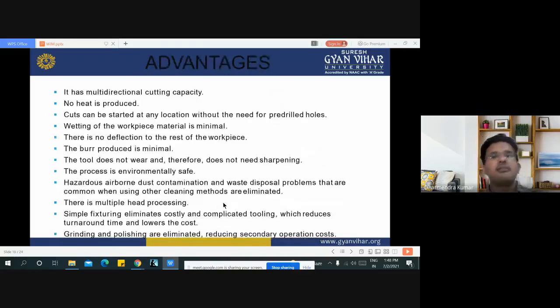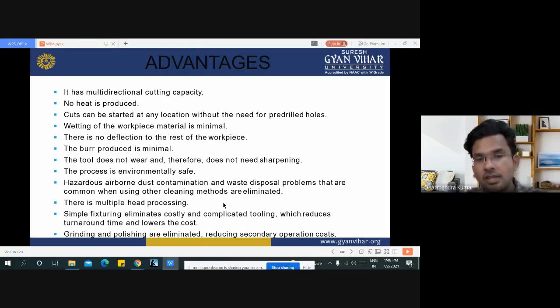Now here are some advantages of the water jet machining process. It has multi-directional cutting capacity. No heat is produced during operation. Cuts can be started at any location without the need for pre-drilled holes. Wetting of the workpiece material is minimal. There is no deflection to the rest of the workpiece. The force produced is minimal.